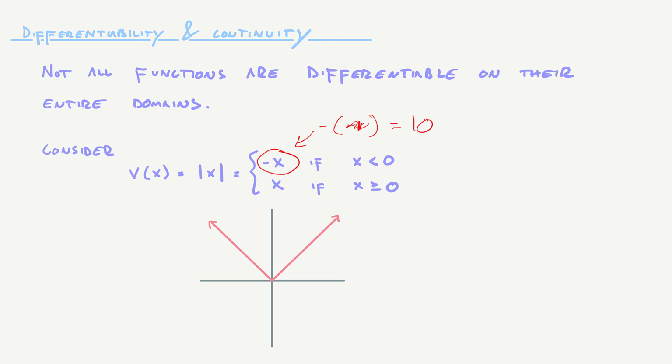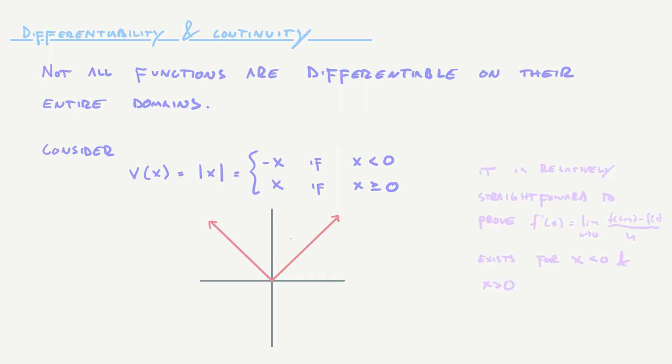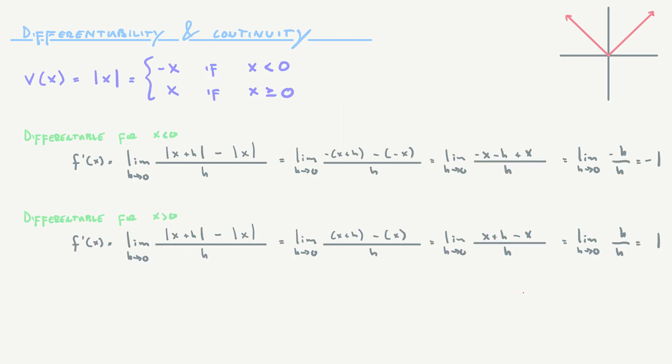Negative 10 is positive 10. So the graph looks like this. It's always positive. Now, it's really easy to show. Really straightforward, I think, is probably the right word to use there. It's pretty straightforward to prove that the derivative exists on these two intervals, when x is less than 0 and when x is greater than 0. Here are, in fact, the proofs for that.